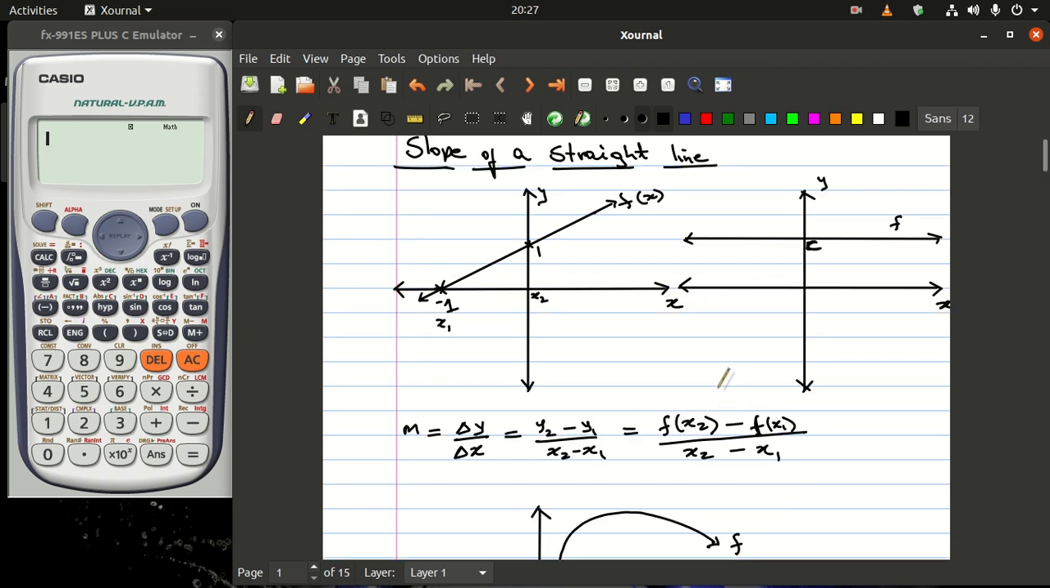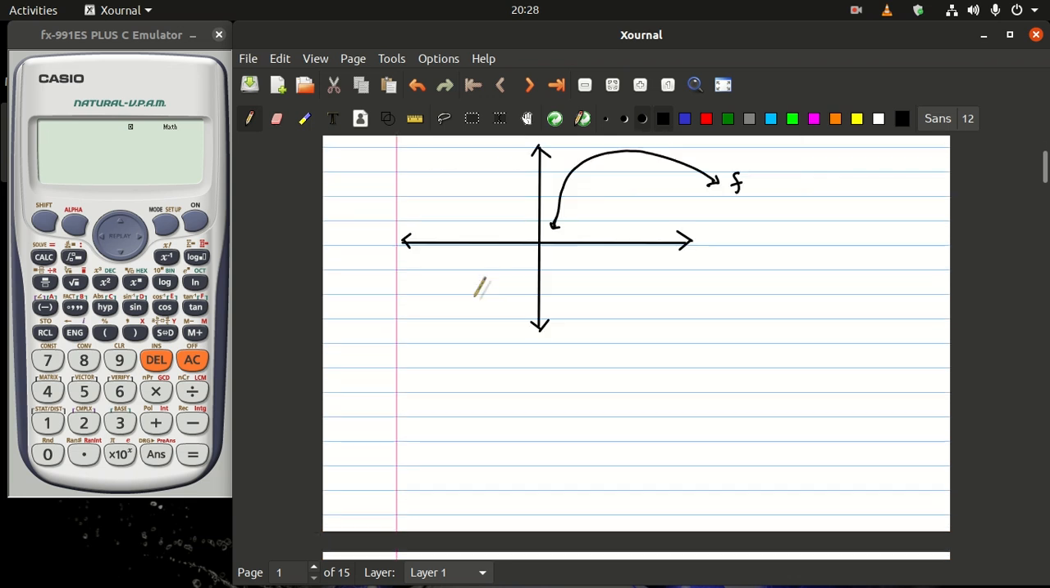And now let's take an example here. You can see that this coordinate has x equal to 0 and y equal to 1. And at this point here, you can see x is equal to -1 and y is equal to 0, because along the x-axis, y is equal to 0.